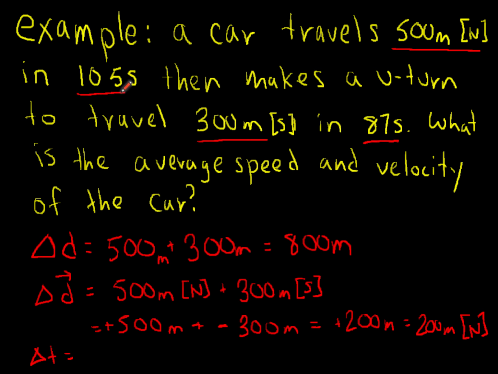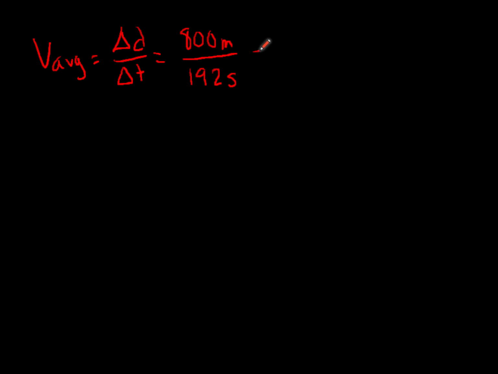The total change in time is 87 seconds plus 105 seconds. This equals 192 seconds. The average speed is calculated by change in distance over change in time. This is 800 meters divided by 192 seconds. This equals 4.2 meters per second.